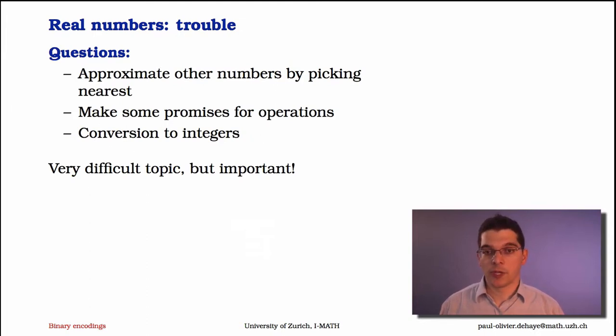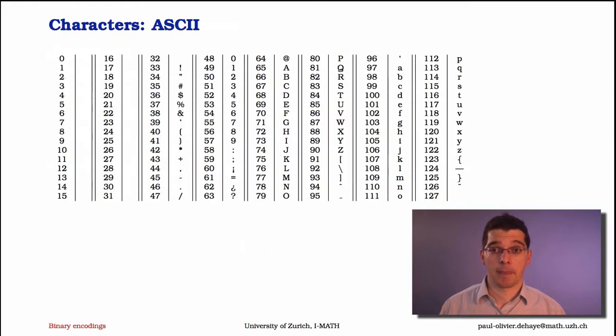So your operations could make some promises about properties that are kept when you apply them to numbers following your convention. There's also a problem with conversions to integers. How do you convert some numbers to integers? How do you do the rounding, etc.? So it's a very difficult topic, but it's a very important topic. Many big industrial projects have failed because of problems with real numbers, floating point arithmetic.